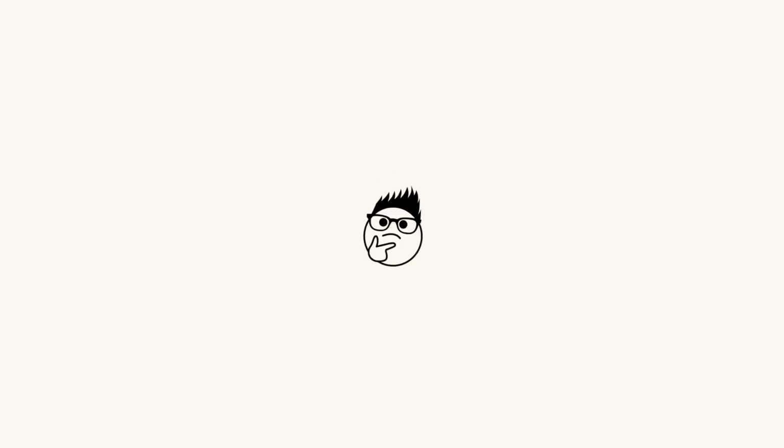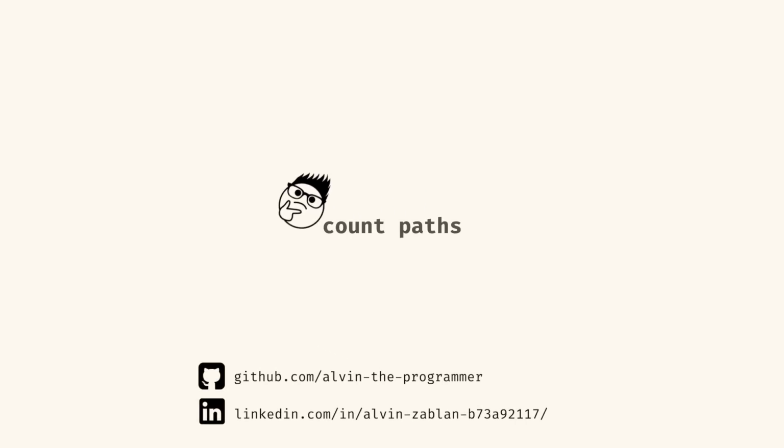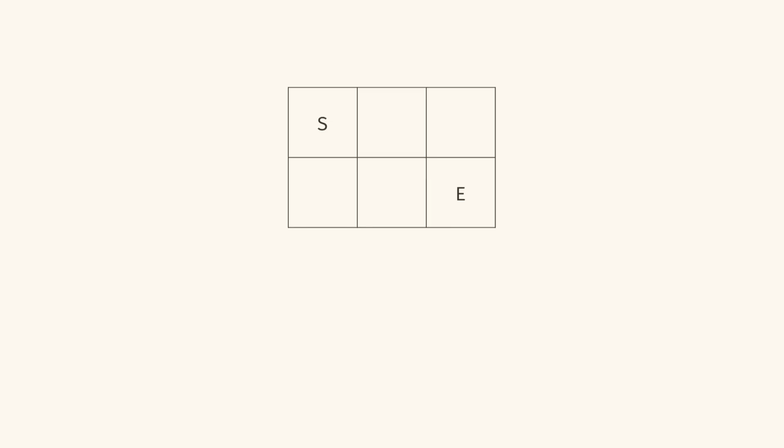Hey programmers, Alvin here. Right now let's go over the approach for this count paths problem. In this problem we're going to be given a grid. What we want to do is travel from the top left corner down to the bottom right corner. And here we want to return the number of ways that's possible to traverse through this grid. The caveat is we can only move to the right or downward. That means we can't go up and we can't go to the left.